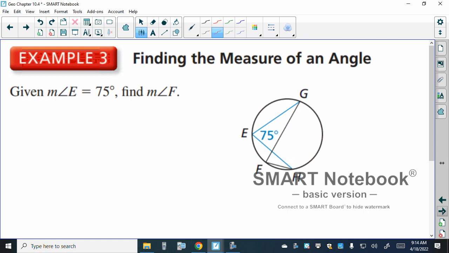Find the measure of angle F. We're told that E is what? So what's the measure of angle F? Because since these make up the same arc, or are connected to the same arc, these two angles have to be the same. And that's it. Questions on this here?